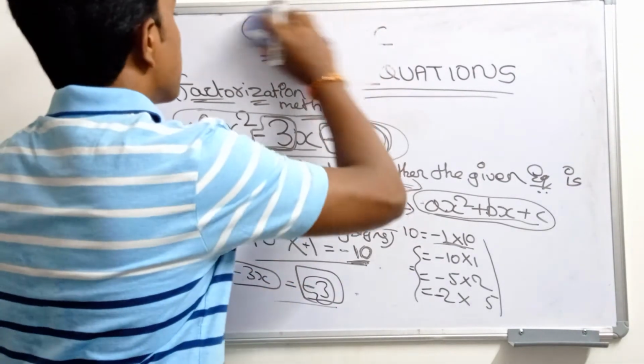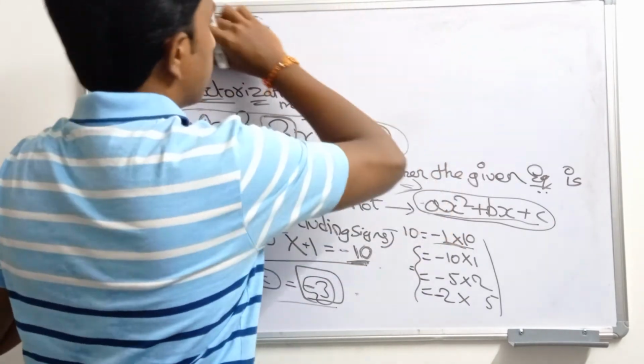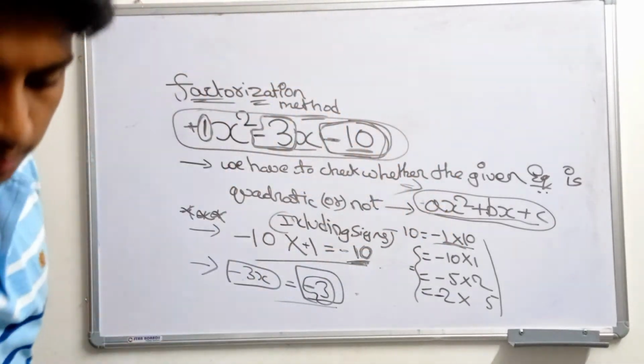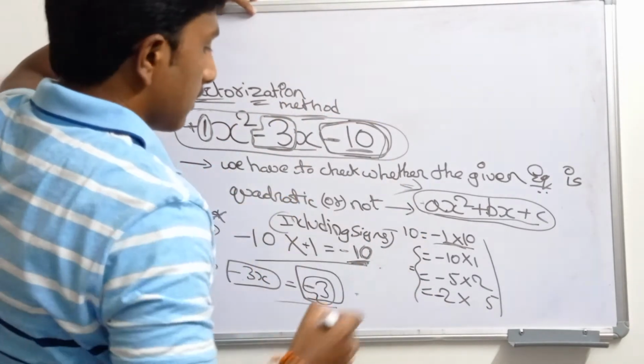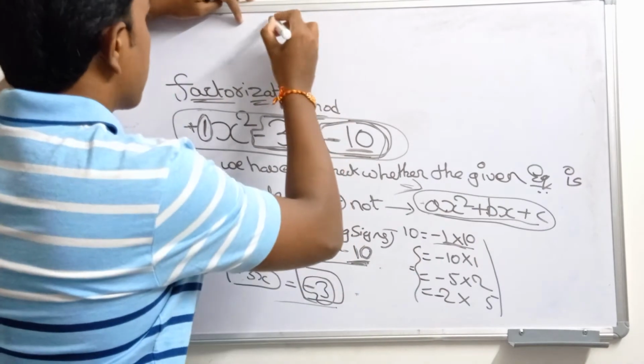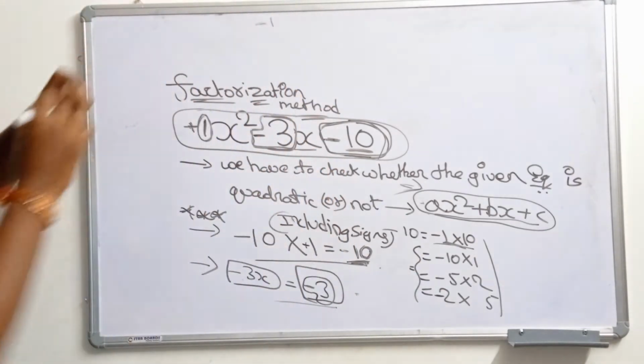I'm erasing this, guys, the space is not enough here. So now my equation is x square minus 3x minus 10. So I have factors minus 1, sorry guys, just a minute.